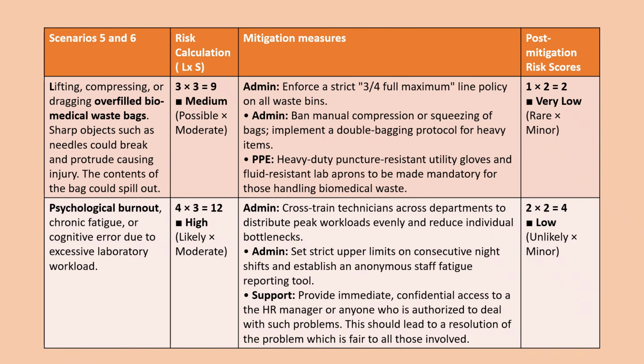Mitigation measures. Administrative: enforce a strict 3/4 full maximum line policy on all waste bins. Ban manual compression or squeezing of bags. Implement a double bagging protocol for heavy items. PPE: heavy duty, puncture resistant utility gloves and fluid resistant lab aprons to be made mandatory for those handling biomedical waste. The post mitigation risk score is 1 into 2, which is equal to 2, which is very low.